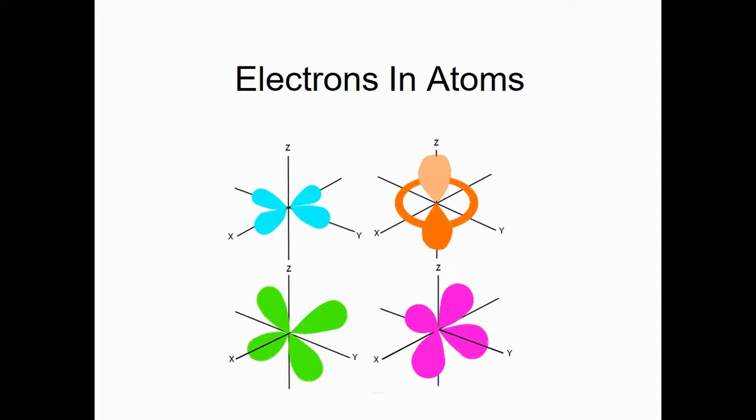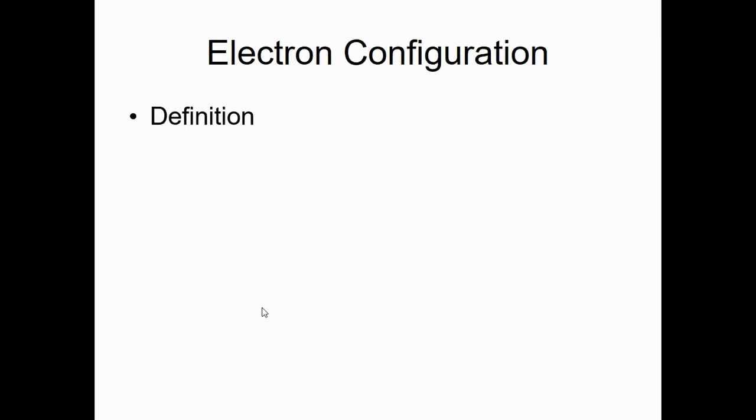And these electrons reside in these things called orbitals. What you're seeing here on this screen is some orbitals. There are a probability of finding electrons in a certain space. So we're going to do that in a minute. We're going to start talking about electron configuration.